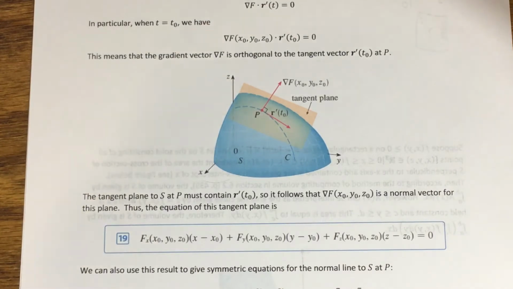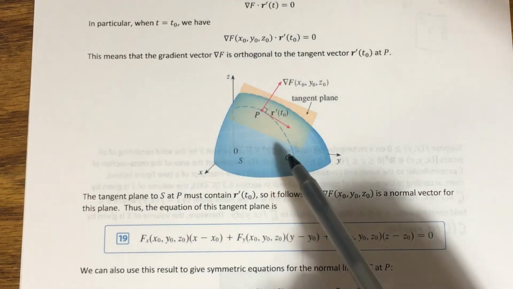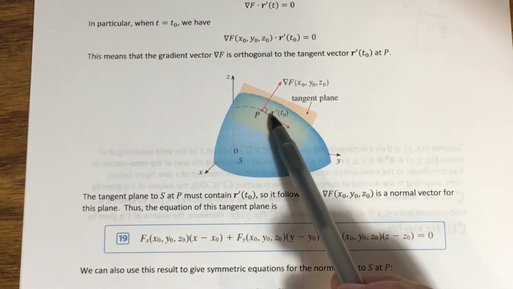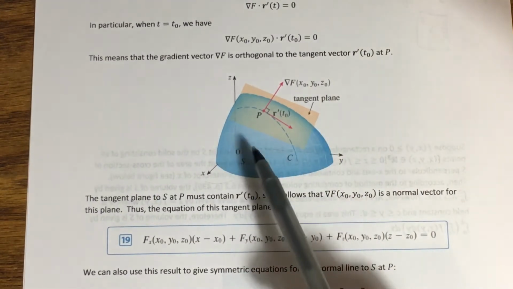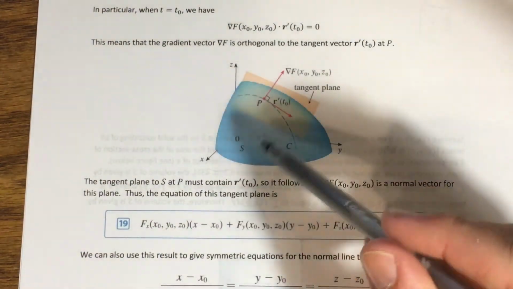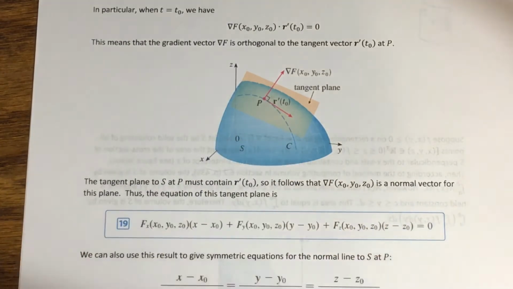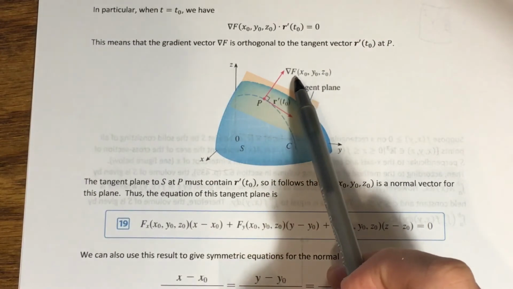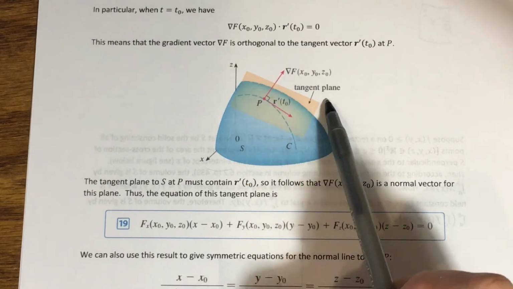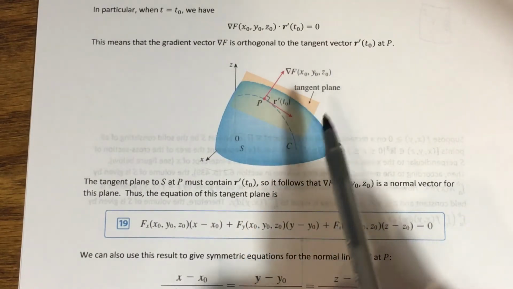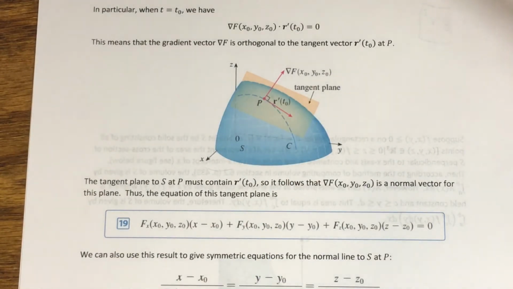Okay, but it gets a little bit more interesting than that, because the space curve C lies completely on the surface S. And it's not too hard to see that the tangent vector r prime has to lie completely in the tangent plane to that surface. We talked about tangent planes in 14.4. It has to lie in the tangent plane to the surface S at the point P. So what that tells us is that del f, the gradient of f at P, is orthogonal to that tangent plane. That means the gradient vector can be used as a normal vector to that plane, which means it's going to make an appearance in the equation for that plane.